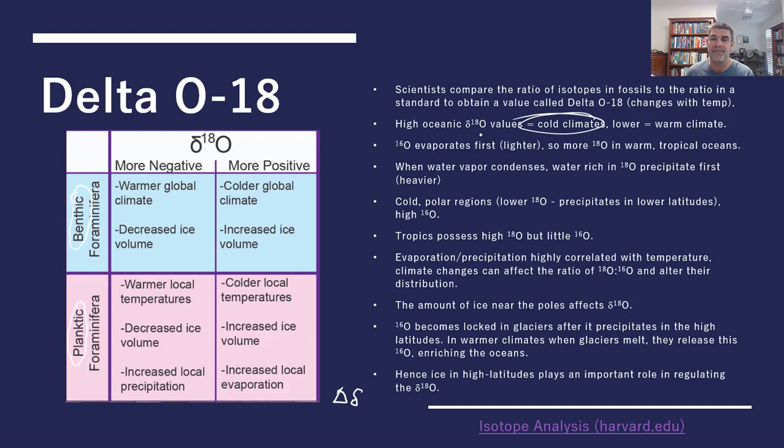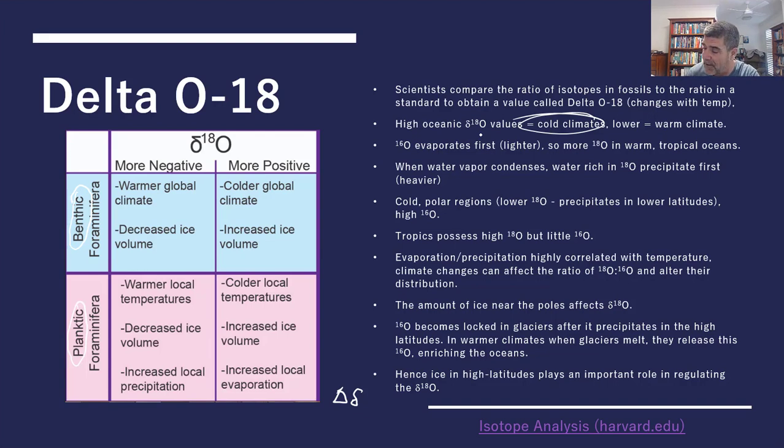Cold polar regions have lower oxygen 18, but we do find more precipitation in some of the lower latitudes. The tropics possess high oxygen 18, but very little of the oxygen 16. So we're starting to see that there are correlations between the proportions. Now remember, we're talking very small changes.